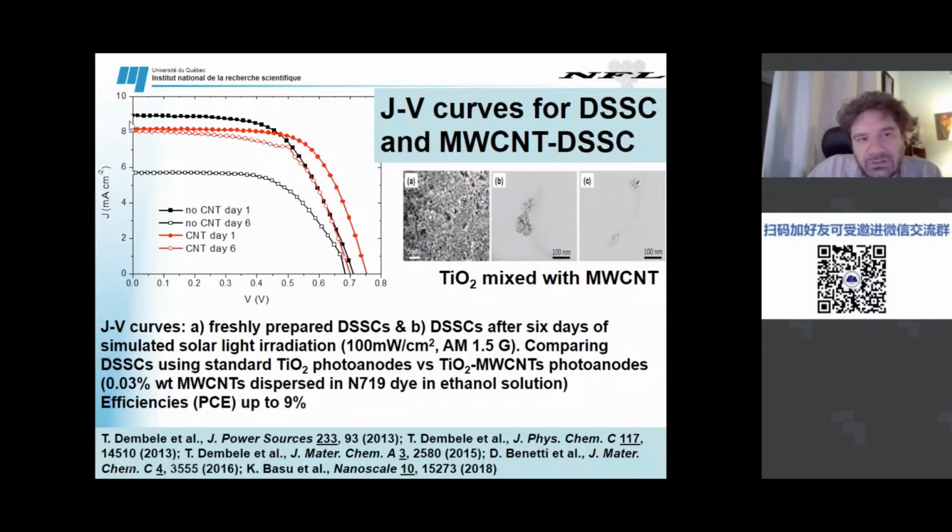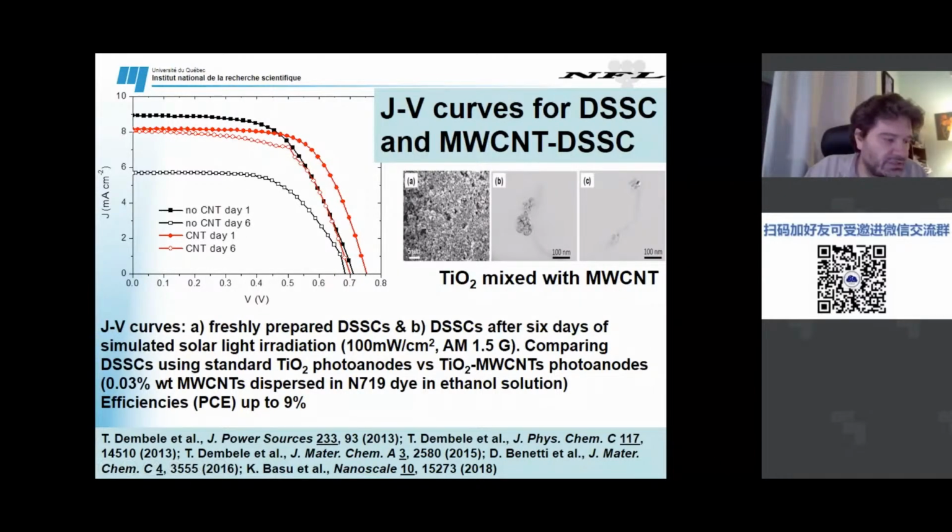And here you see, on the y-axis, J is the current density, and the x-axis is the voltage. So the black squares are day one of the standard device, the control. And day 6 is the white square. So you see there's a drop in this curve, quite a substantial drop. If this is y and this is x, then the area under the curve is the power density output of the device. And so there's a drop after only 6 days of almost continuous illumination of the device.